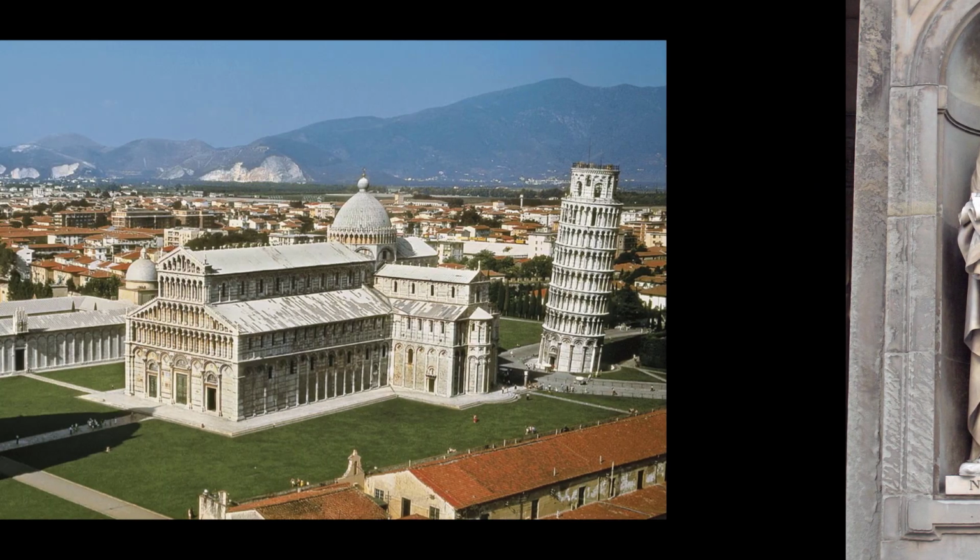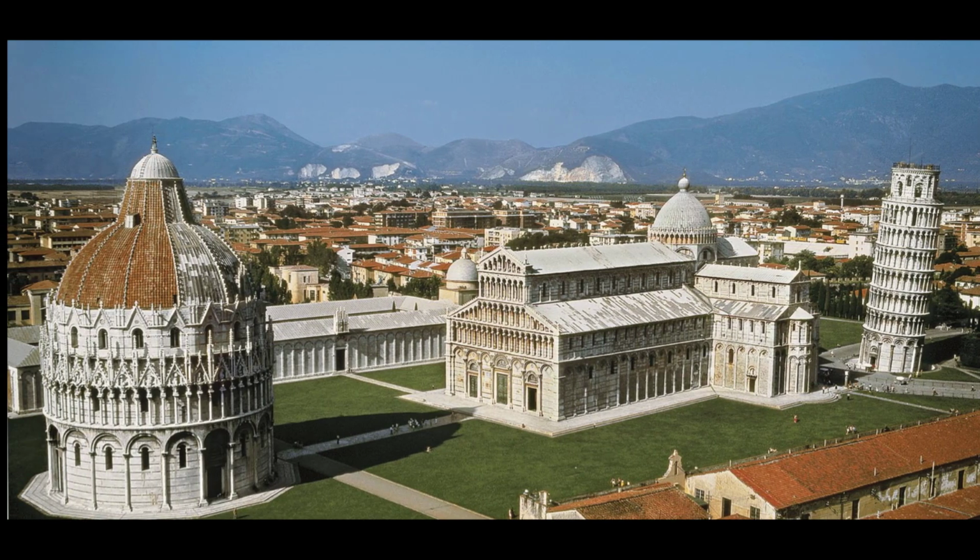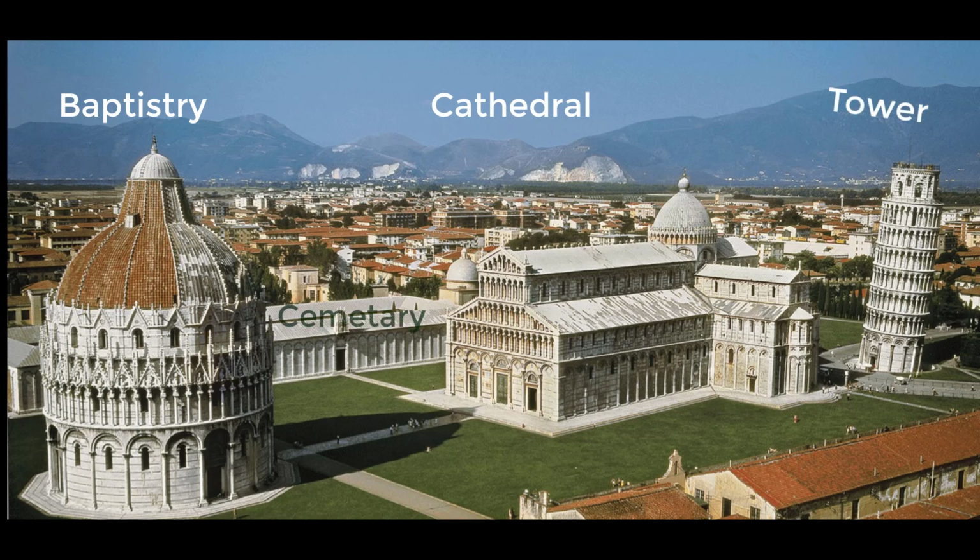Pisa is recognized for its outstanding medieval art, and the Square of Miracles is one of the most exceptional architectural complexes in the world. The complex consists of the Pisa Baptistry, that's the round building, then the Pisa Cathedral, the large building in the middle, and then the very famous Leaning Tower of Pisa, and then the low-lying white building behind those three is the monumental cemetery.